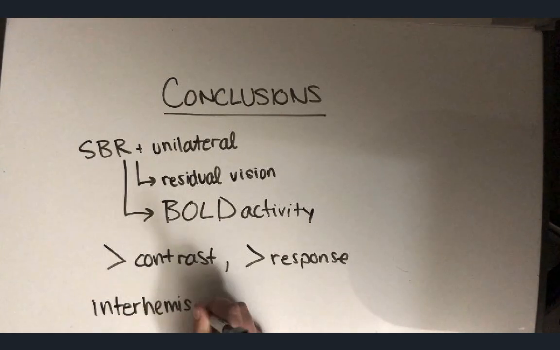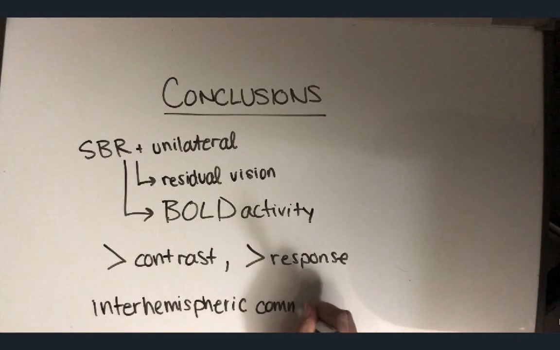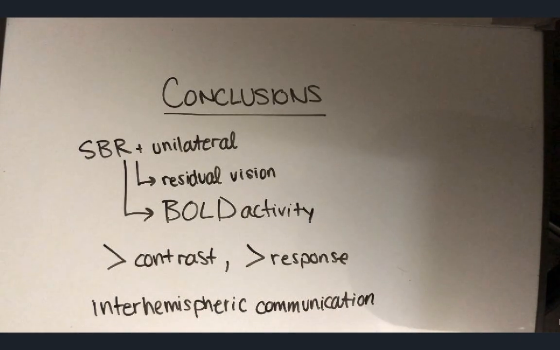Also, there is interhemispheric communication in the presence of bilateral V1 damage. There were similar responses in SBR's contra and ipsilateral hemispheres, distinct from healthy controls. This supports the thought that there is interhemispheric communication between HMT plus in spite of the V1 damage. The functional significance of this pathway and its influence on visual perception is still unclear and would need further exploration.